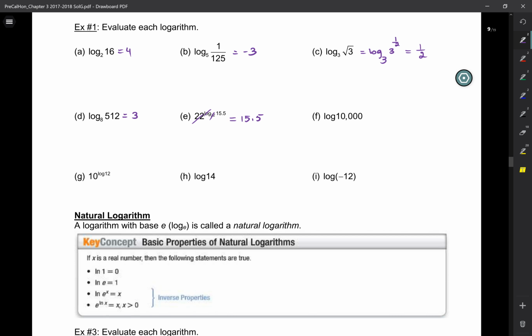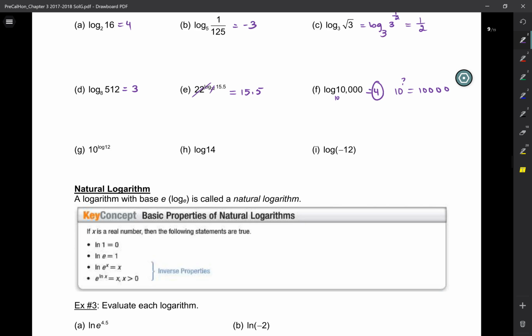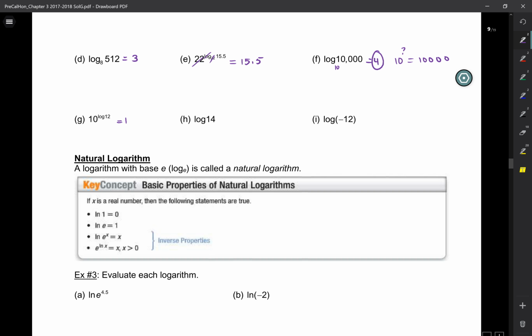What's the base for f? 10. What should the power of 10 be to get 10,000? So basically this is a 10. So the question is, 10 to the what is 10,000? How many zeros are there? 4. So it's 4. Okay? 10 times 10 is 100. 10 times 10 times 10 is 1,000. What's the next one? G. 12. Because 10 log 10 goes away.